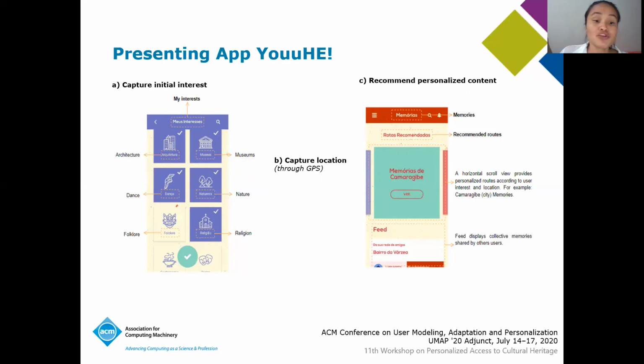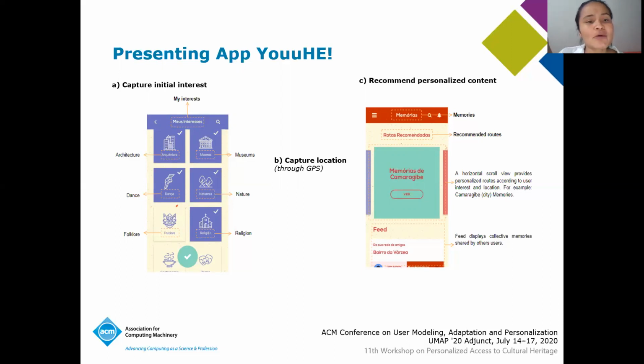In this case, the user can choose at least one of the available categories like architecture, dance, museums, religion. After that, the application identifies the user's location. And as the user walks around the city, he can receive personalized content and contribute to their memories.